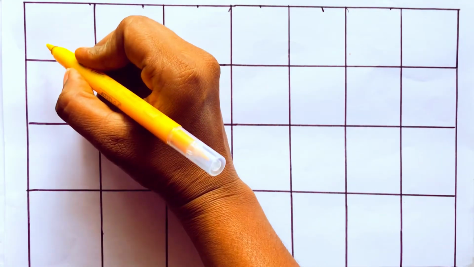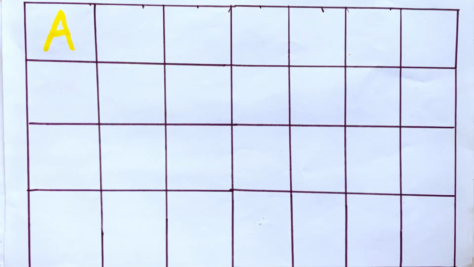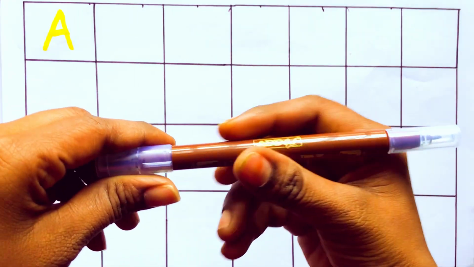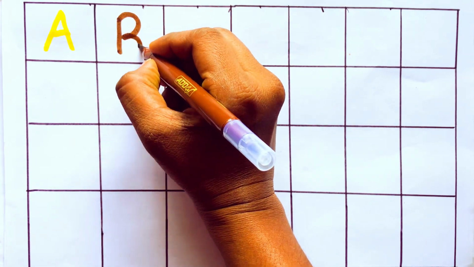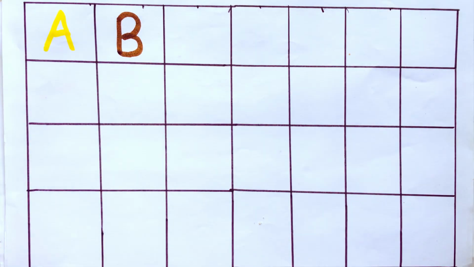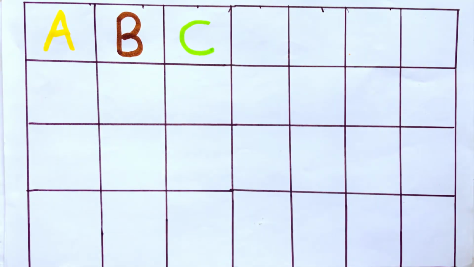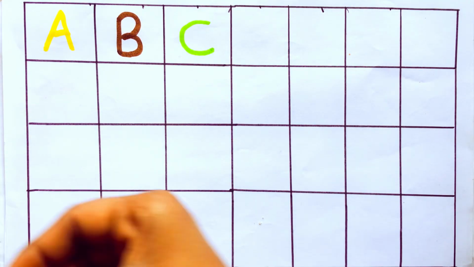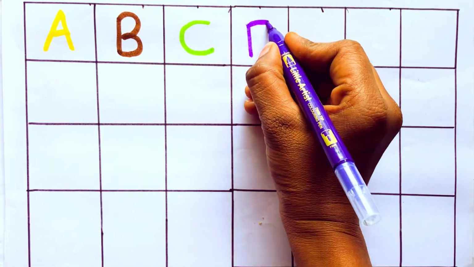Yellow color, A for apple. Brown color, B for ball. Light green color, C for cat. Violet color, D for dog.